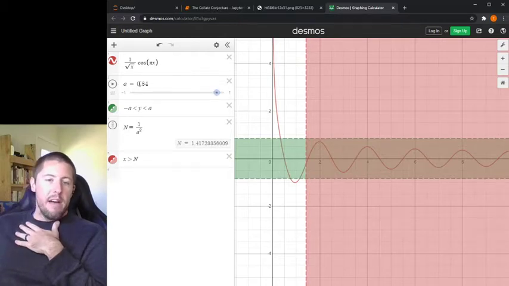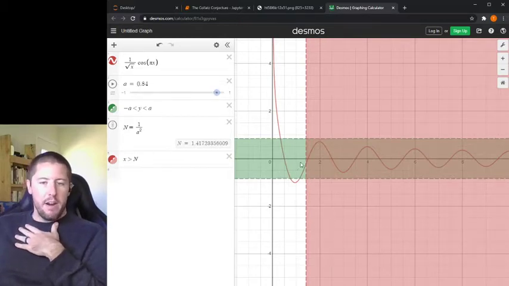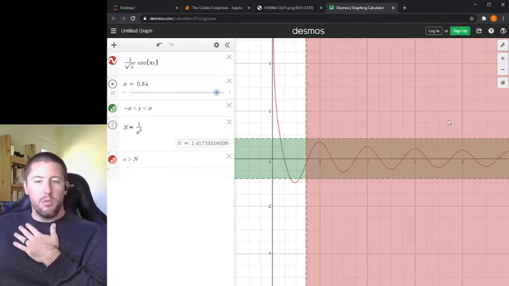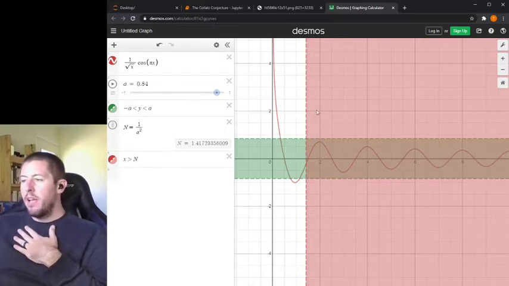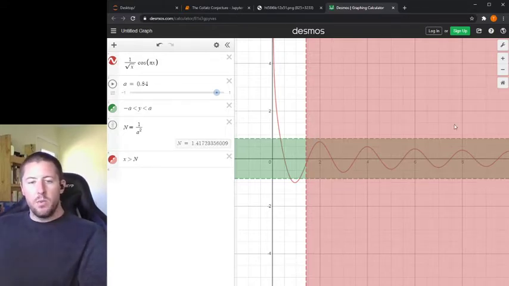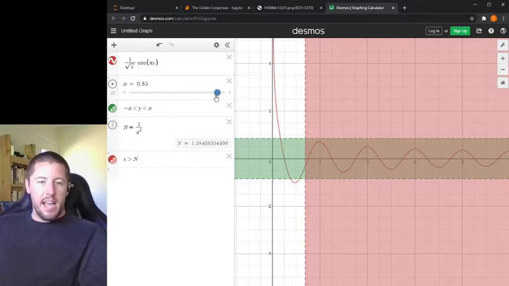If we are allowed to have a relatively large margin of error, then we can go out. And so what this red or pink is showing in the graph here is that if we go out beyond this, everything in the red shaded region is within the margin of error. And notice that before the red region, we are not guaranteed to be within the margin of error. I can slide this out.